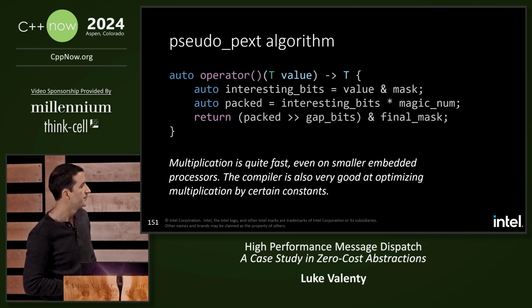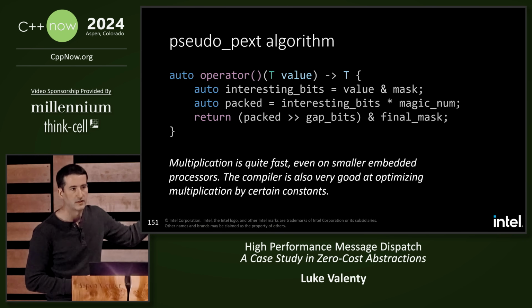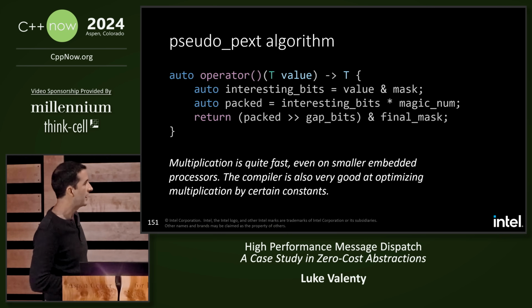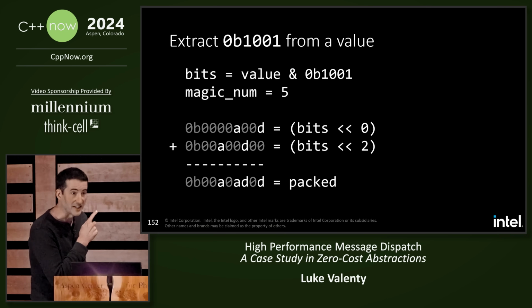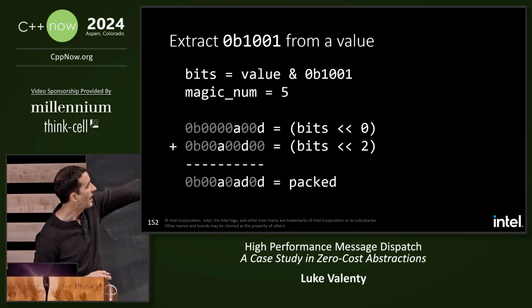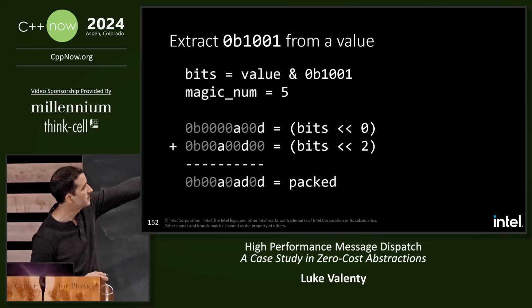It's a pseudo PEXT. So the compiler would never have optimized this and been like, oh yeah, do a multiply. That's good enough, kind of. But it's good enough for hashing. It's fantastic for hashing. So here's an example. I want to extract this bit. This is going to be bit A. This is going to be bit D. I'm going to extract both of these from this value, right?